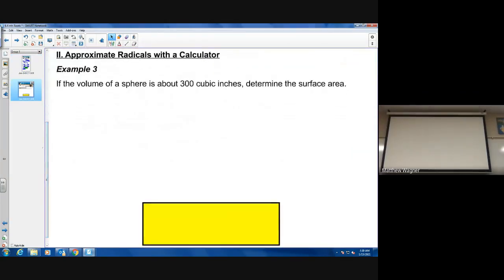Last problem we're going to look at today. You will have some word problems dealing with roots. Again, on your calculators, the cube root key is going to be under your math menu, which is on the left-hand side. Okay.